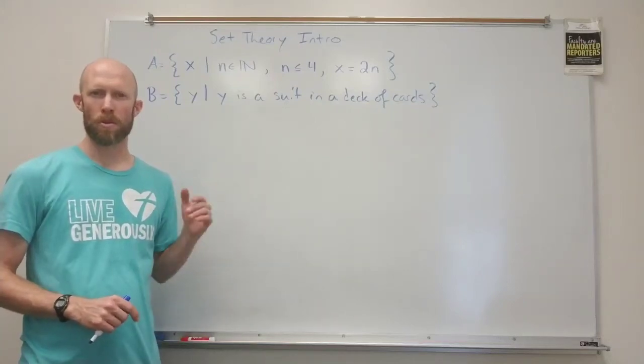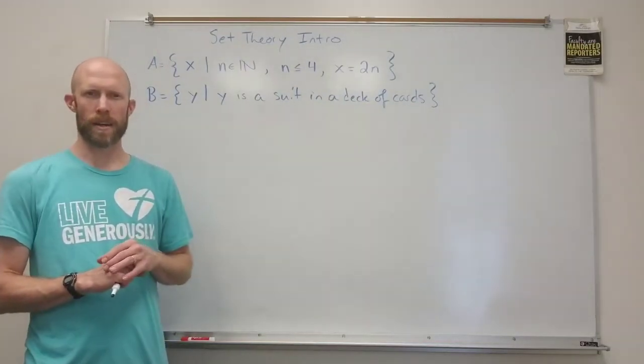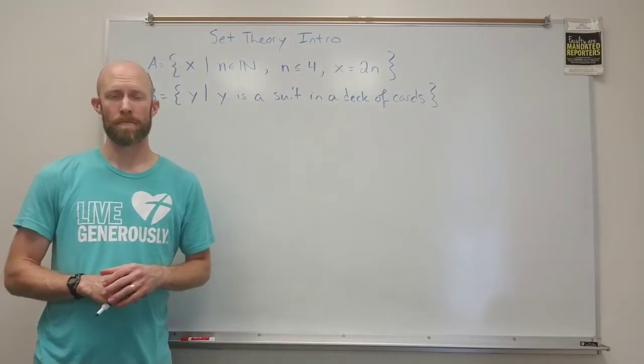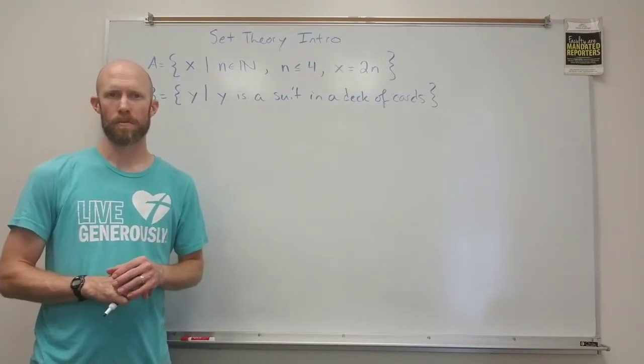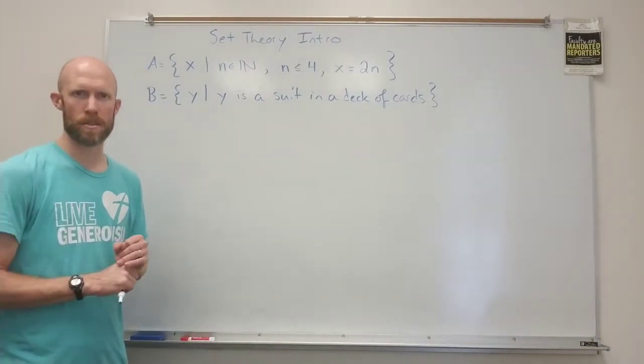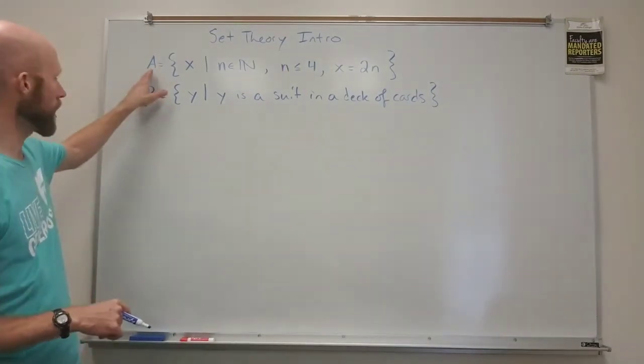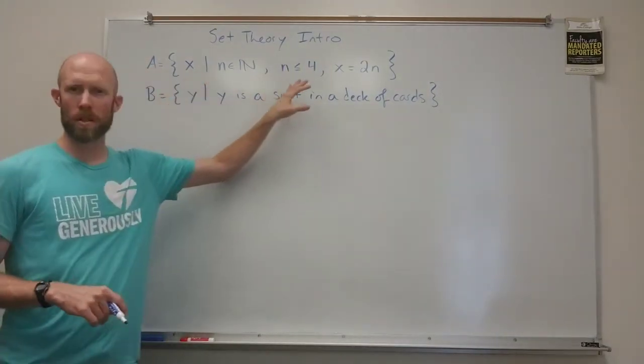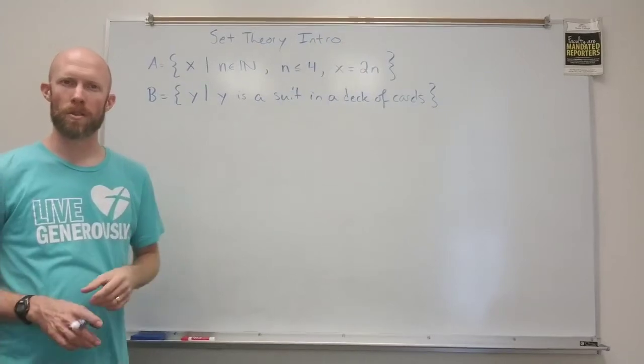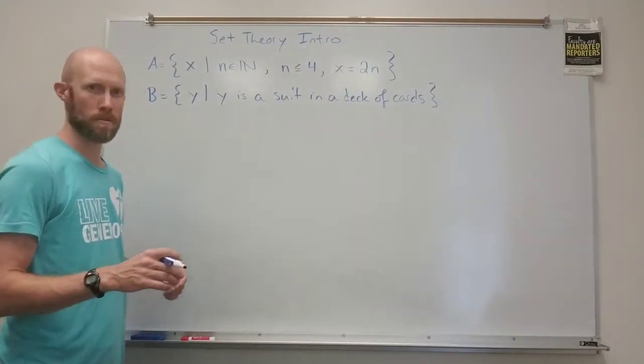So here's a couple more sets that we could look at, and maybe write these in roster form, and then look at a couple other interesting aspects here. So the first one, set A, this one's just kind of weird to read through, but if we follow through carefully, it might make some sense.